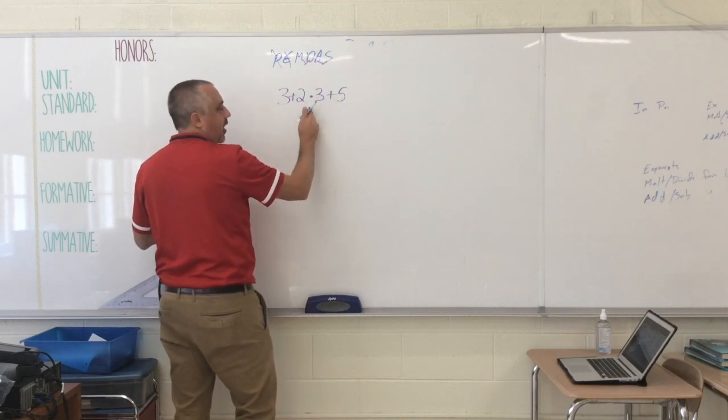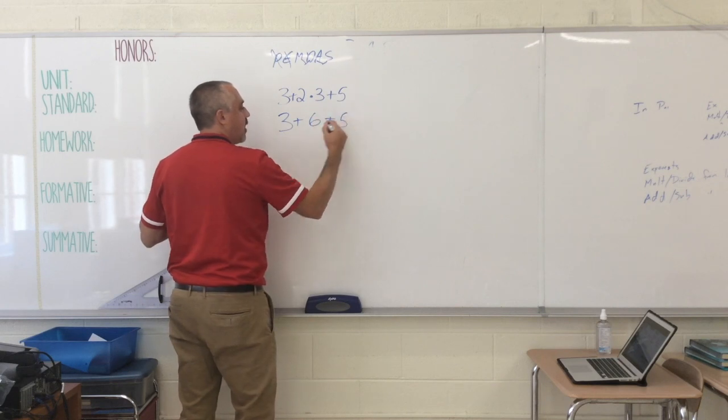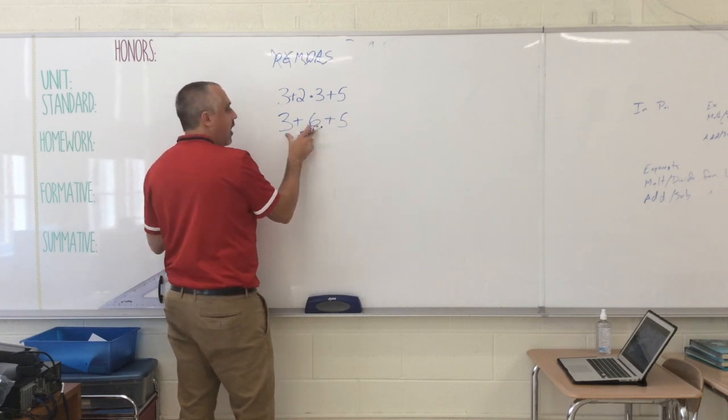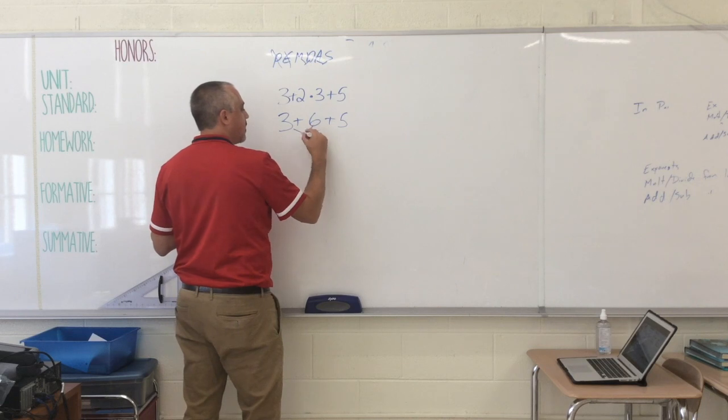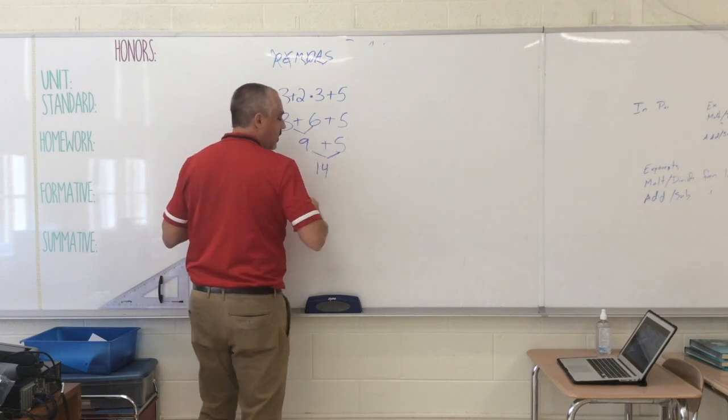I do have a multiplication, so I'll do that first. I'll rewrite this, 3 plus 6 plus 5. I'll add the 3 and 6. I'll get 9 plus 5, or 14.